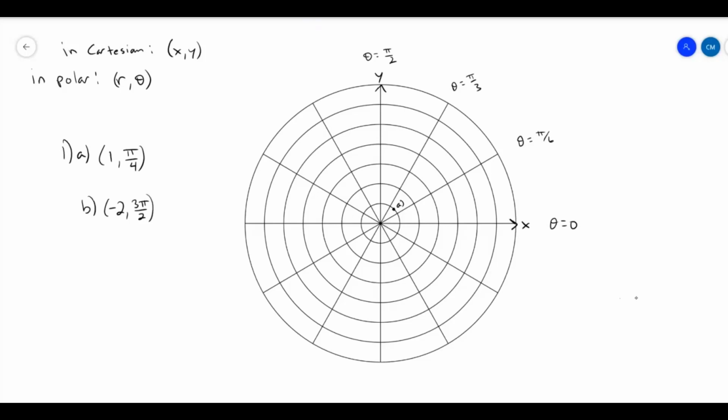Well, typically you go to the angle first, like I said. So 3 pi over 2 would take us 3/4 of the way around the circle right there. We would stop right there. Okay, that's 3 pi over 2.